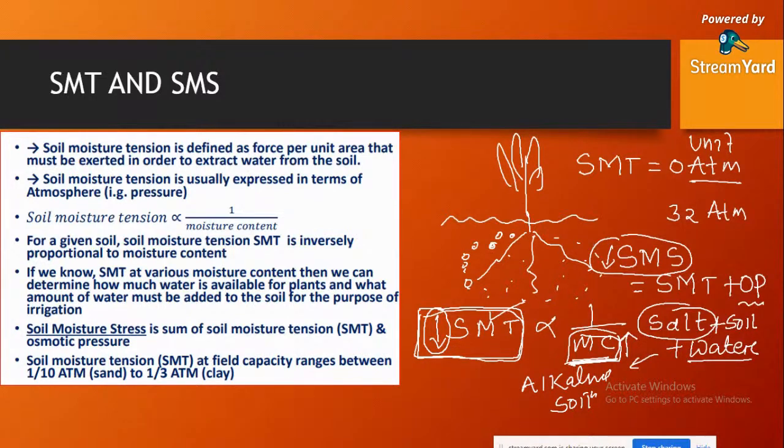Soil moisture tension at field capacity ranges from one-tenth of an atmosphere to one-third of an atmosphere. That we will discuss next.